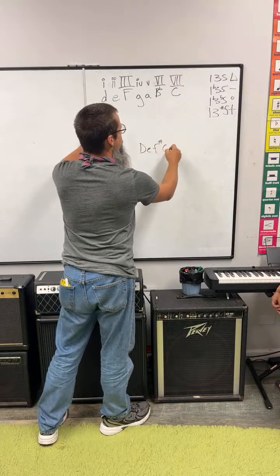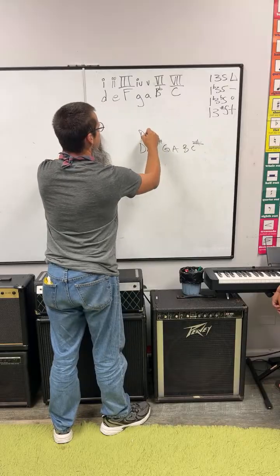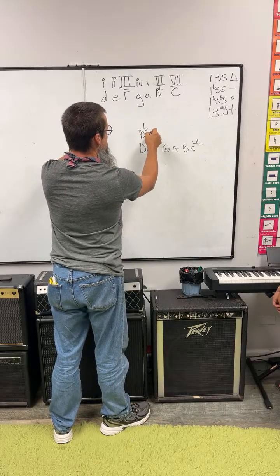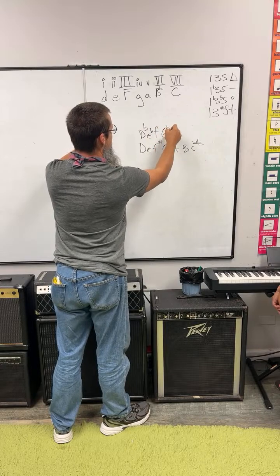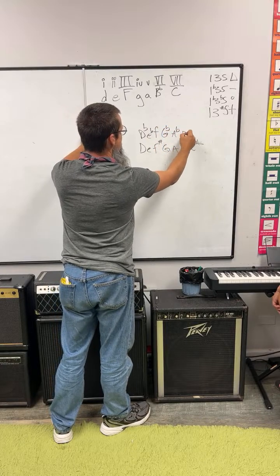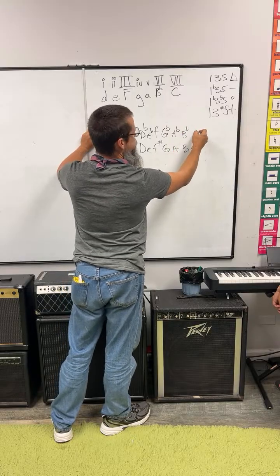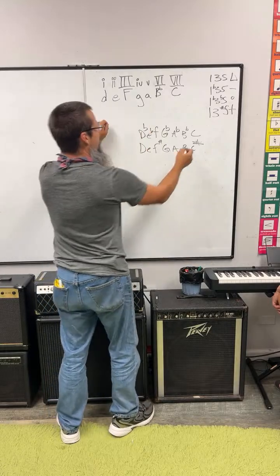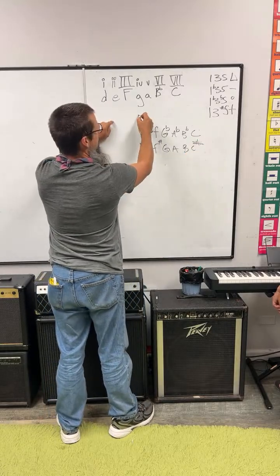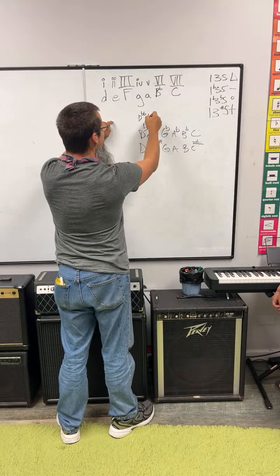D, E, F sharp, G, A, B, C sharp. Oh, the major. D flat, E flat, F, G flat, A flat, B flat. Oh, wait. Yeah, that's right. My brain is just thinking ahead of myself. I'm not supposed to do that. Just write what's on the board. All right, here we go. And then double flat.